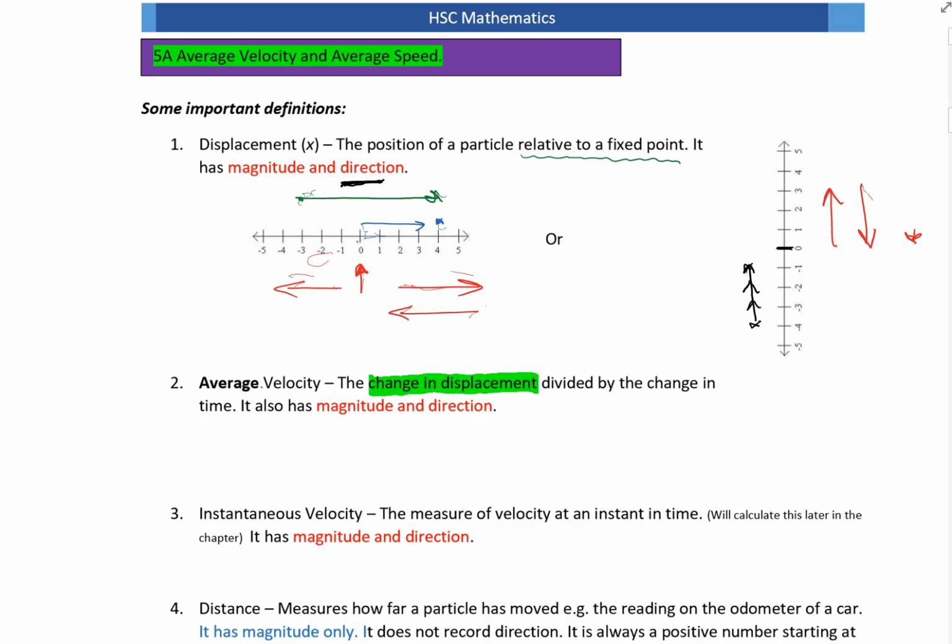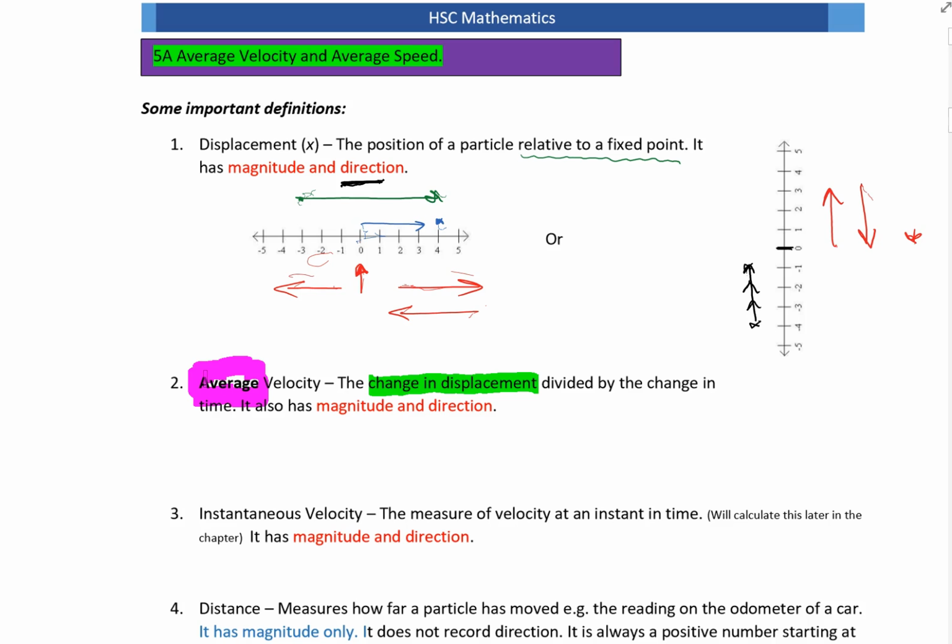The average velocity. Now, we need to know that average velocity is different to velocity. They're two different things, because you'll see in a moment that velocity almost always means instant velocity. What is the velocity at this moment? And that's different to what was the average velocity. It's a little bit like speed. There's a difference between the instant speed and the average speed.